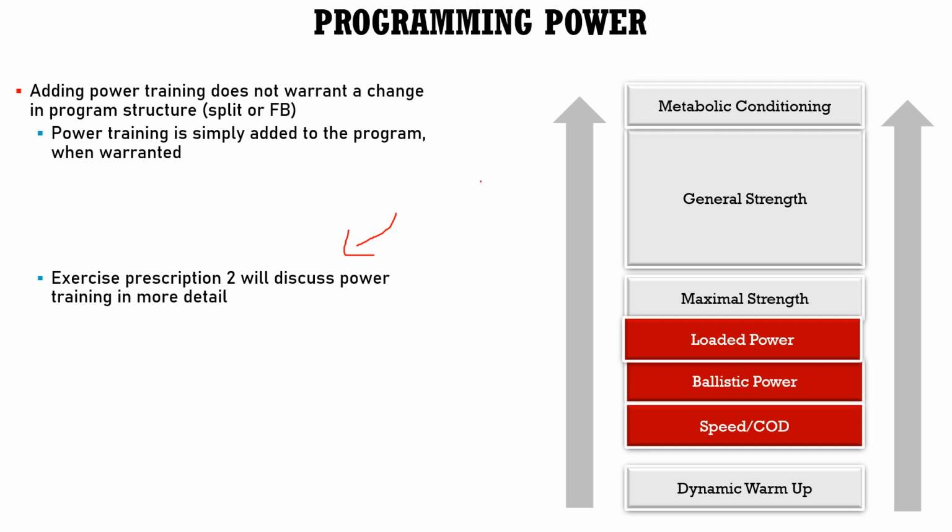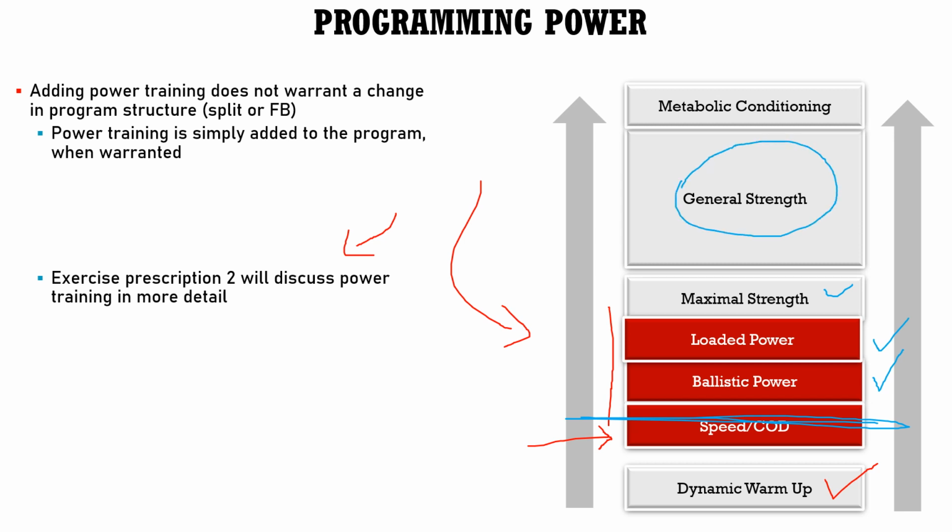But if you draw your attention to the right-hand side, from an order standpoint, we're going to do our warm-up. And then if we are doing power training, it will be done very early in the session. Now I have speed and change of direction here because that's very explosive as well. So if that's being done, it's done before power work. In this example, let's suggest it's not being performed. So very early in the session, we would do the ballistic work, then we would do the loaded power work. If maximum strength or heavy type of work is done, it would come next, and then the general strength work would round out the workout.